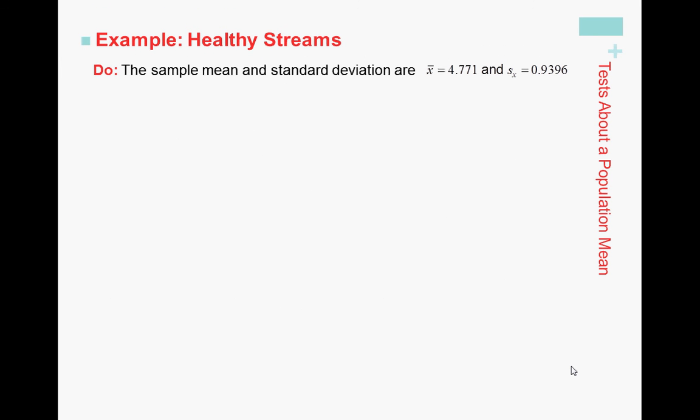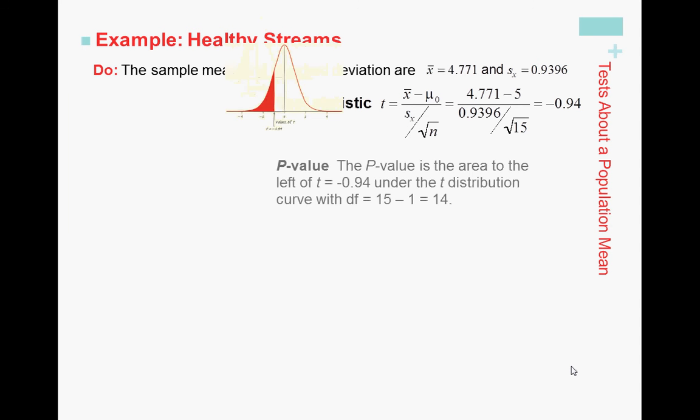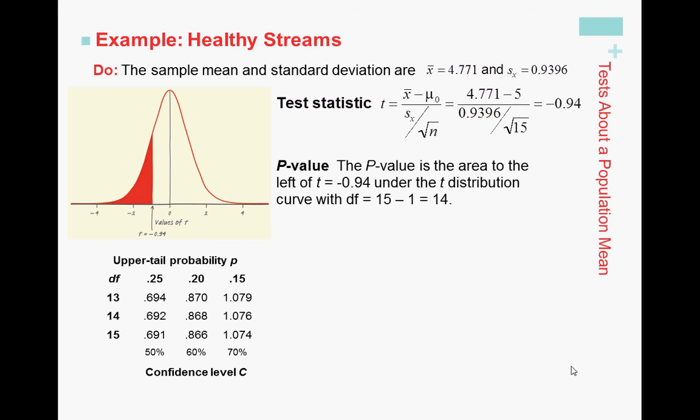Once we state those, we find our test statistic, plug in all our values, our x bar, our mu naught, our sample standard deviation, and our sample size. We get negative 0.94. So then to find the p-value, we want to know the area to the left of t equals negative 0.94. You can do this with TCDF. That's what I'd recommend. It's going to give a more exact answer anyway.